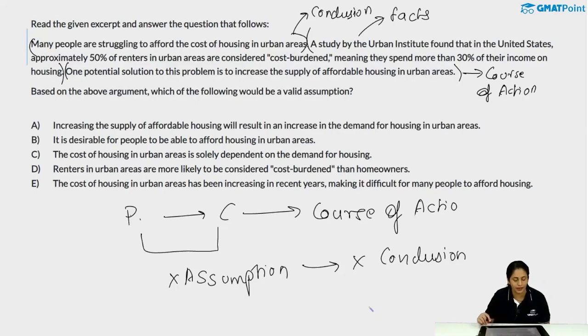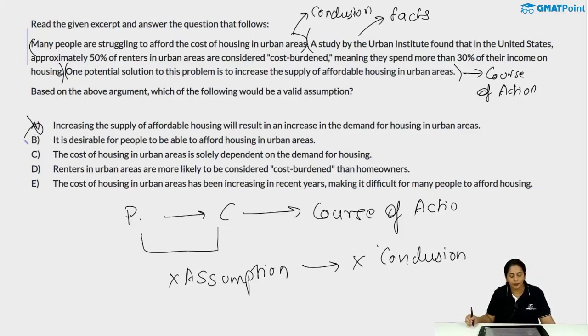So, let us take a look at the options given. Option A: Increasing the supply of affordable housing will result in an increase in demand for the housing in urban areas. Now, suppose you invalidate it. That increase of supply will not result in an increase in demand. Suppose the supply increases and the demand remains the same in urban areas. Then the cost of housing will go down, which is what you actually want. You want the cost of housing to go down so that people are able to afford the housing. So, if the assumption is not true, your course of action and conclusion would still be logical, because they would achieve the objective they were trying to achieve, which is to make housing affordable. Increasing the supply of affordable housing would achieve the objectives set out in the paragraph, which means that if you invalidate it, it does not invalidate the conclusion or the course of action in any way. So, option A can be eliminated.